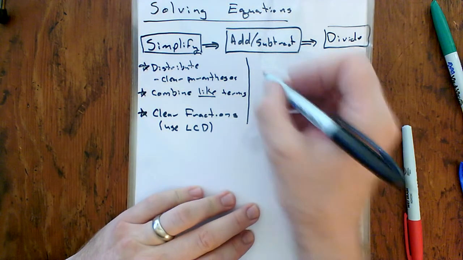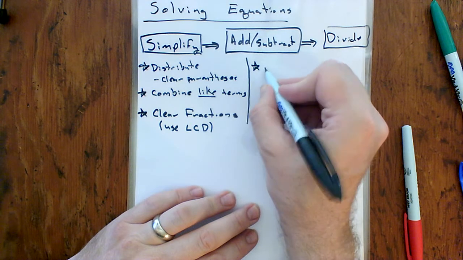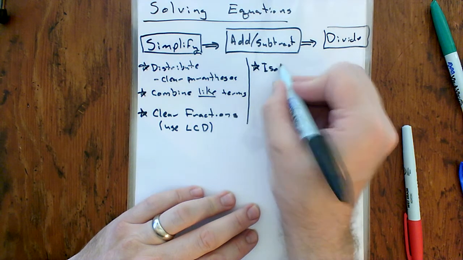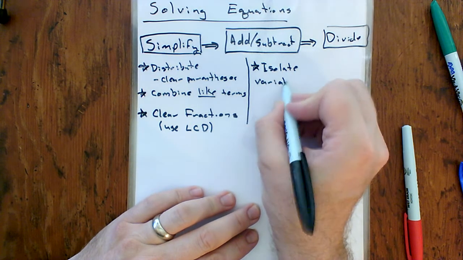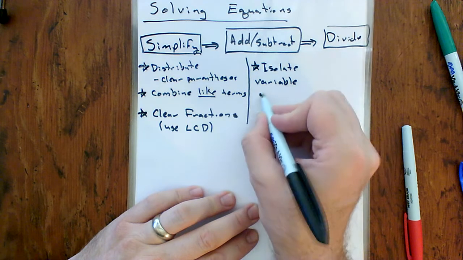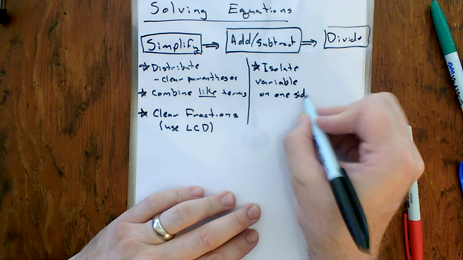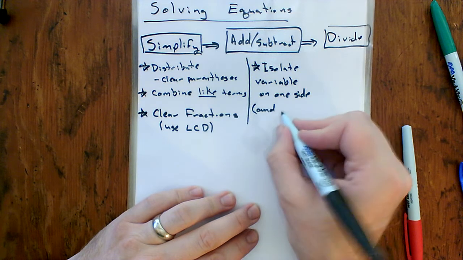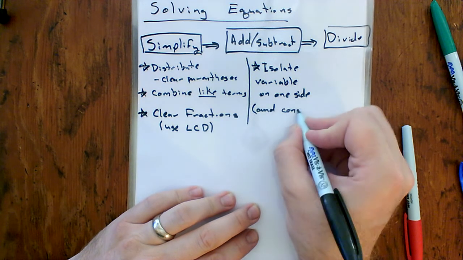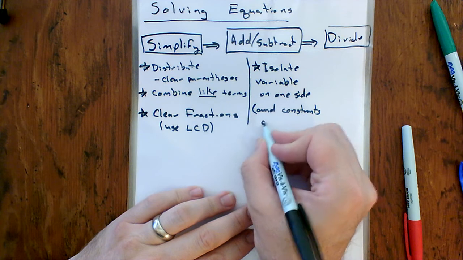When we add or subtract, we've got two goals. We're going to isolate the variable term on one side. And incidentally, our constants on the opposite side.